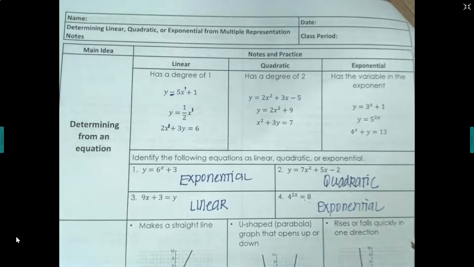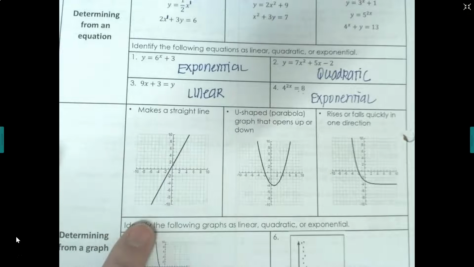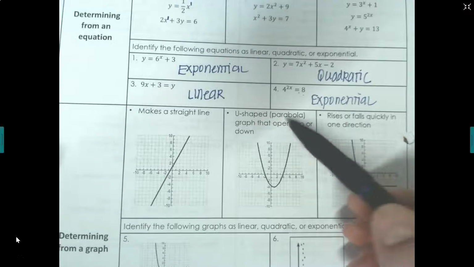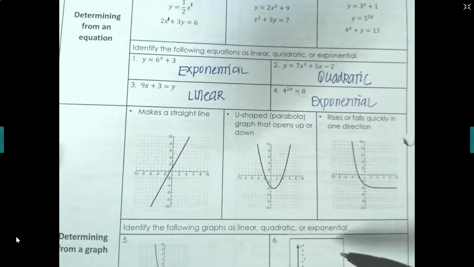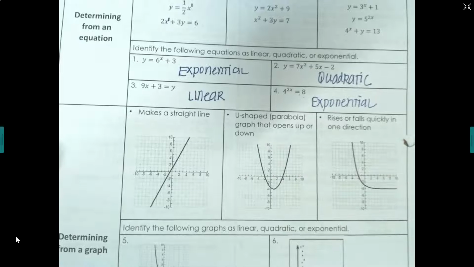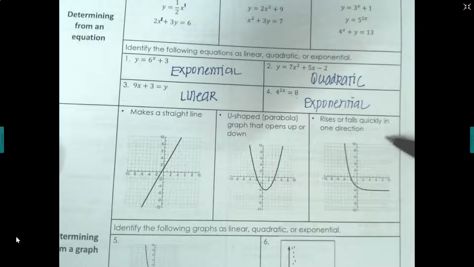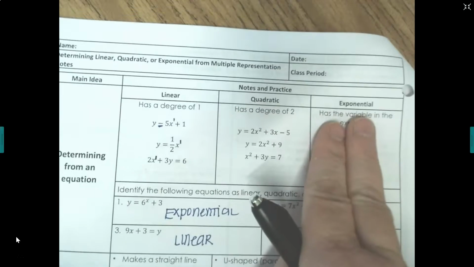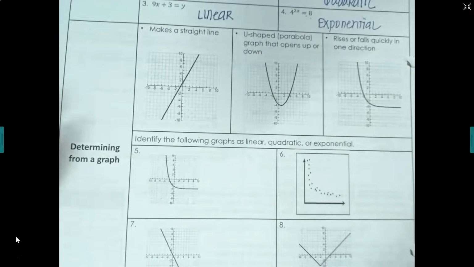All right, so that's when we're looking at our equations. Let's look at the graphs. The graphs are pretty quick and easy. If it's going to be linear, it's just a straight line. Quadratics, we just did these. They're a parabola. They can open up or they can open down for Algebra 1. The U-shaped curve is a parabola and it's a quadratic. And then for our exponential, it's going to rise or fall quickly in one direction. So this graph falls quickly in one direction, and you'll notice these columns line back up again here with exponential, quadratic, and linear. So if you forget, you can always follow the column up to remind yourself which one is which.